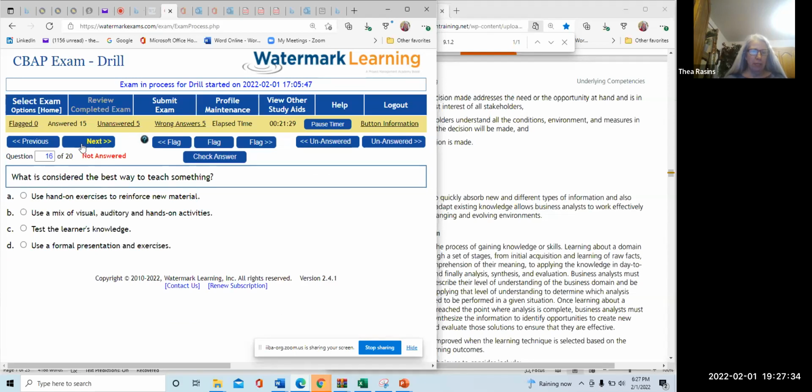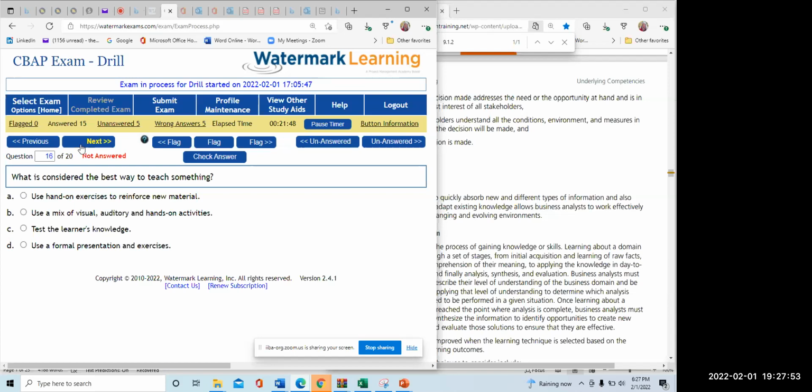What is considered the best way to teach something? Use hands-on exercise to reinforce new material, use a mix of visual, auditory, and hands-on activities, test the learner's knowledge, or use a formal presentation and exercises. Oh, I think this one's easy. B, right? You can use them all. Yeah. Anybody disagree with B?